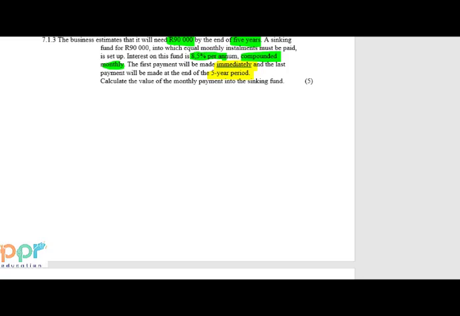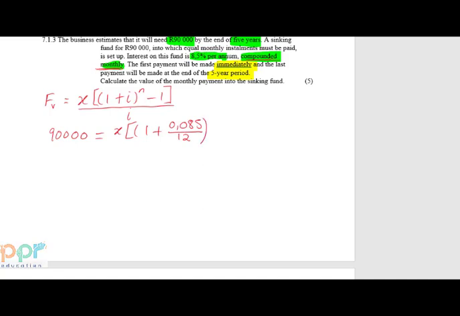Now, due to this being a sinking fund, we use the future value formula. F is equal to x, our monthly payment, into (1 plus i) all raised to power n minus 1, all divided by the interest rate. Now, they want to make 90,000 over a 5-year period, so they want to know how much to put away per month to have 90,000. So 90,000 will be the future value, and x is our monthly payment. 1 plus i, where i is the interest rate. The interest rate is 8.5%. We divide this by 100, which totals 0.085. But it is compounded monthly, so you will divide by 12, because in a year I have 12 months.